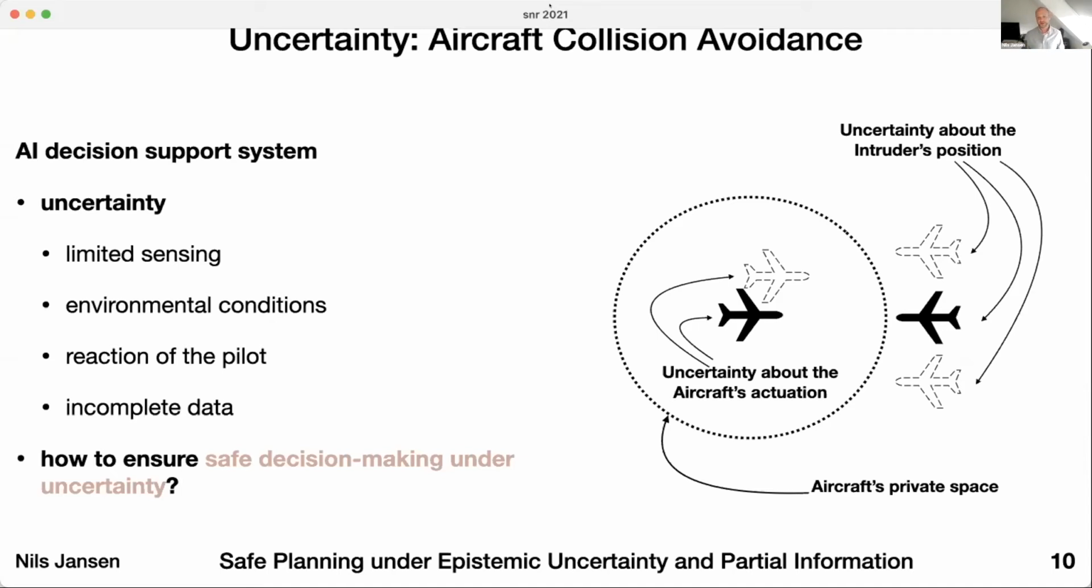How can we ensure safe decision-making under uncertainty? And concretely in this aircraft example, what does happen with the sensor limitations is that we may not actually know the exact position of the aircraft itself, and of course also the position of the intruder, due to all the factors that I mentioned before.